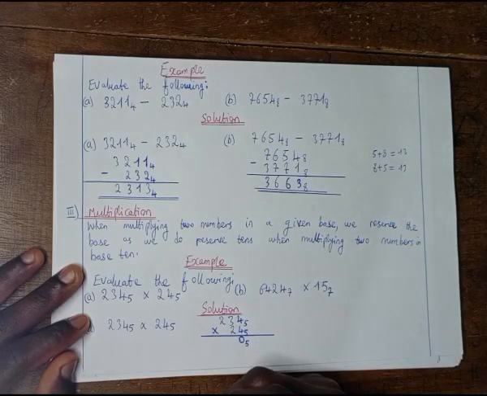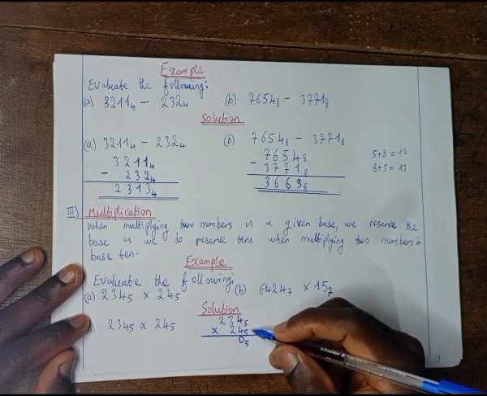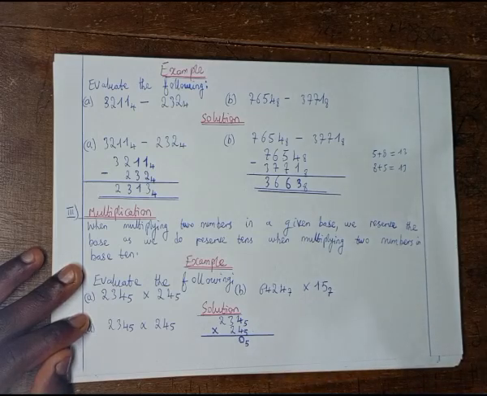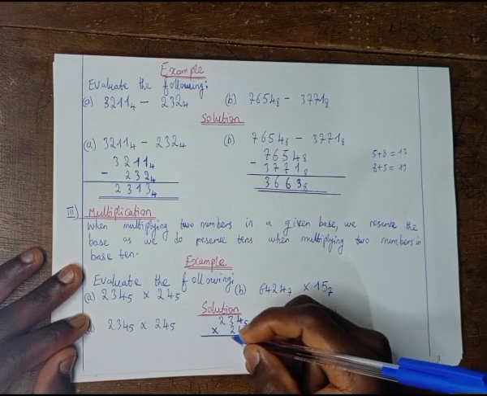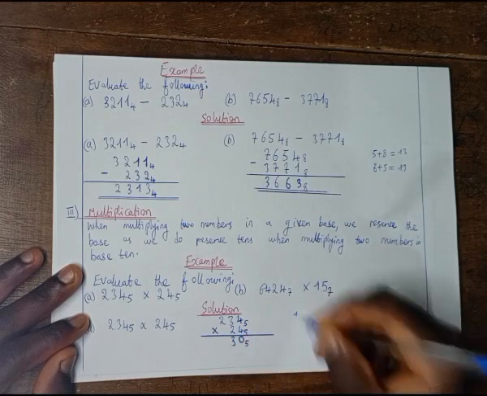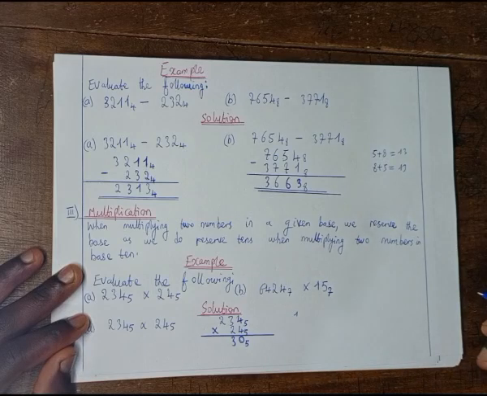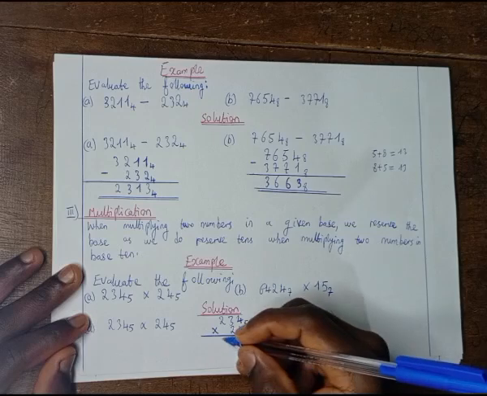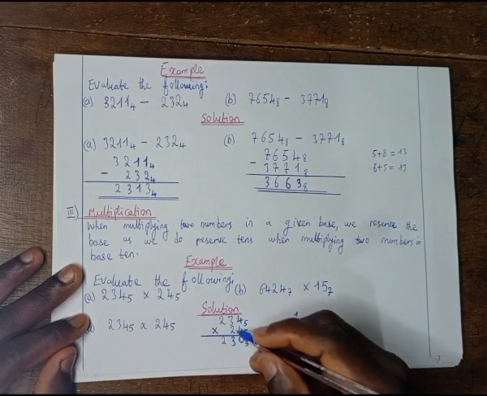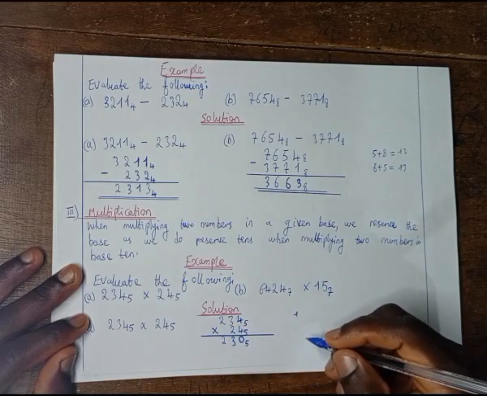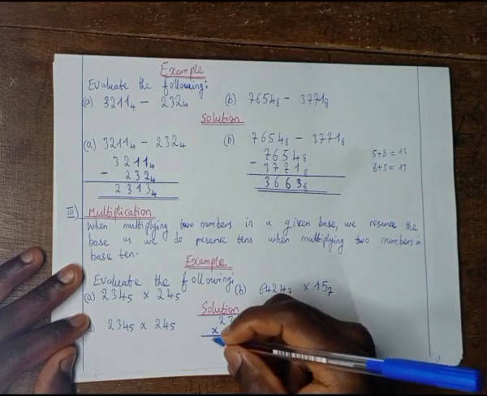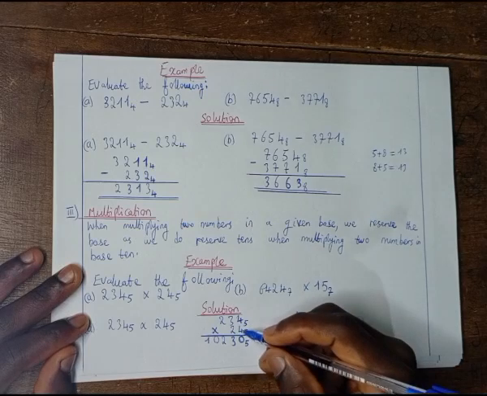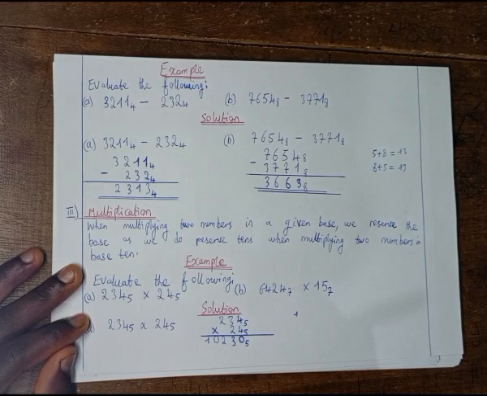2 times 4 gives us 8. 8 is more than 5. The number 8 in base 5 simply gives us 1 remainder 3. We are going to write down the 3 here, the remainder, then we carry 1. 2 times 3 gives us 6 plus 1, 7. 7 in base 5 gives us 1 remainder 2. We are going to write the remainder here, 2, then we carry 1. 2 times 2 gives us 4 plus the 1 we carry gives us 5. 5 in base 5 gives us 1 remainder 0. 0, 1.